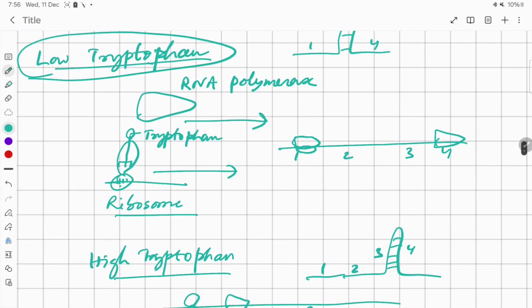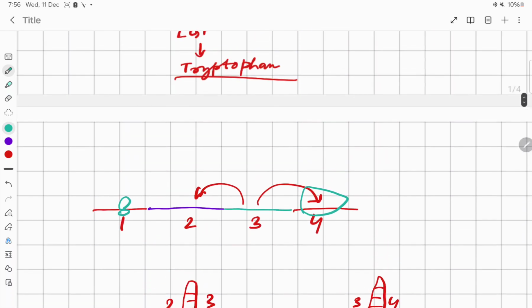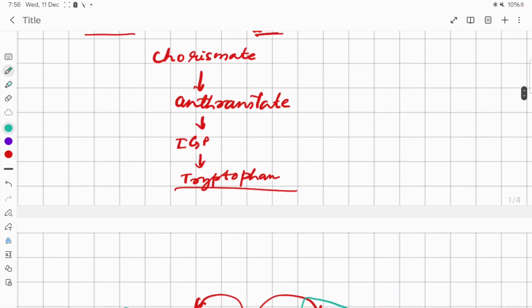So in case of low tryptophan, it needs synthesis of tryptophan, and this is how the leader sequence helps. And when there is high tryptophan, there is no requirement of tryptophan synthesis, and this is how the leader sequence, by binding of 3 and 4, stops the tryptophan synthesis. So this is all about the leader sequence, how it regulates the TRP operon. Thank you.